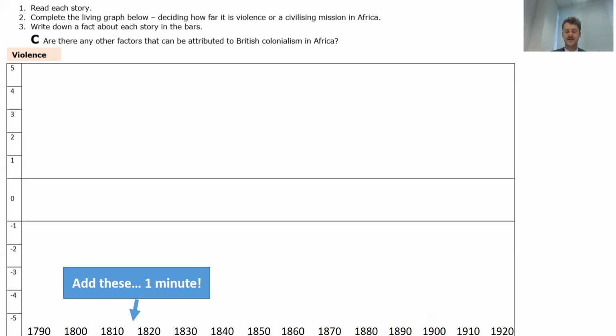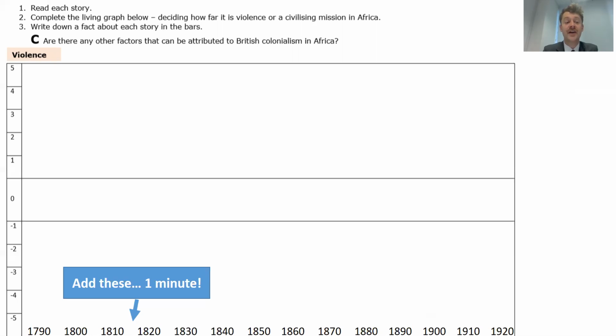But the first thing I want you to do is along the bottom, I want you to write all of those dates along the bottom so we have a clear idea of our timeline. So we still have that idea of chronology. So pause the video and write those down now for me. Okay, so hopefully you've got those down, which is great.